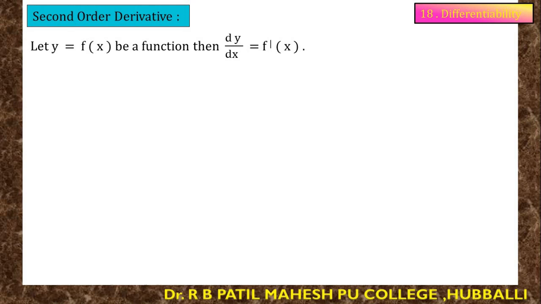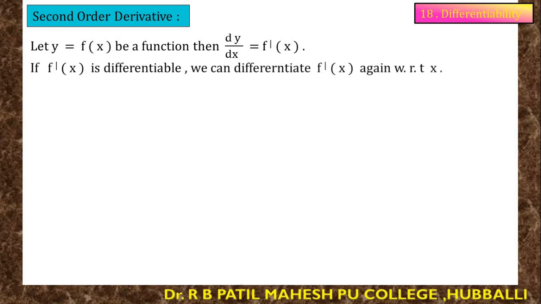If this f dash of x is differentiable, we can differentiate f dash of x again with respect to x. That means after finding the derivative, whatever answer you get is a function, and if that function is again differentiable, we can again write the derivative. So that is called a second order derivative, second time derivative.